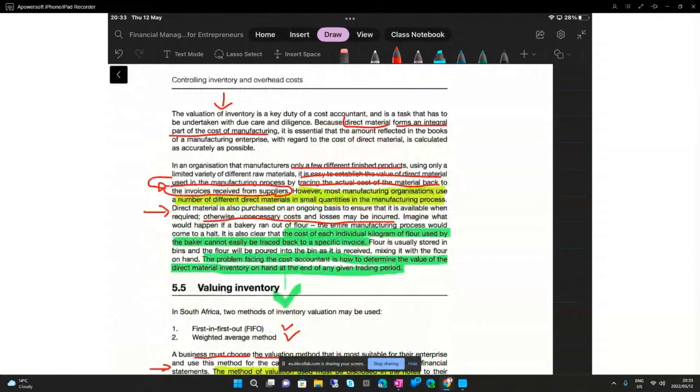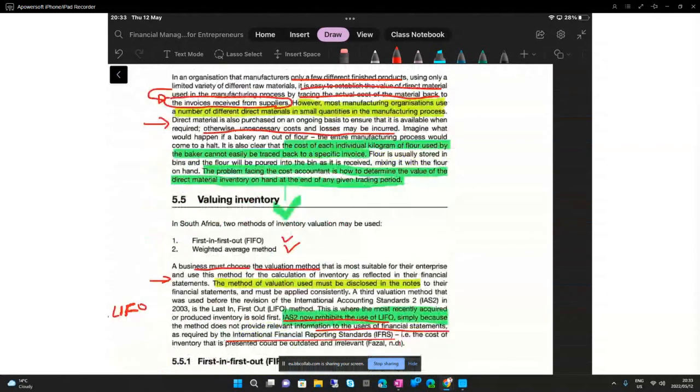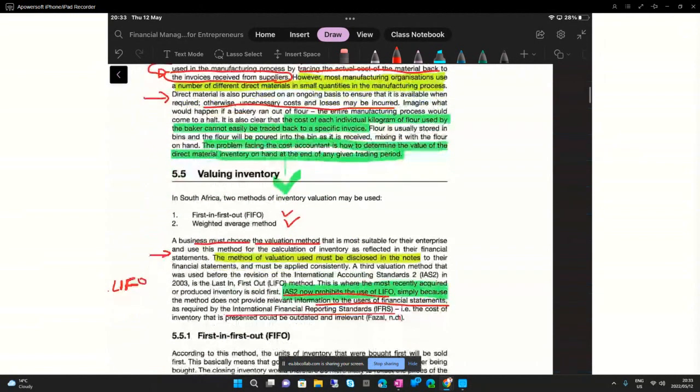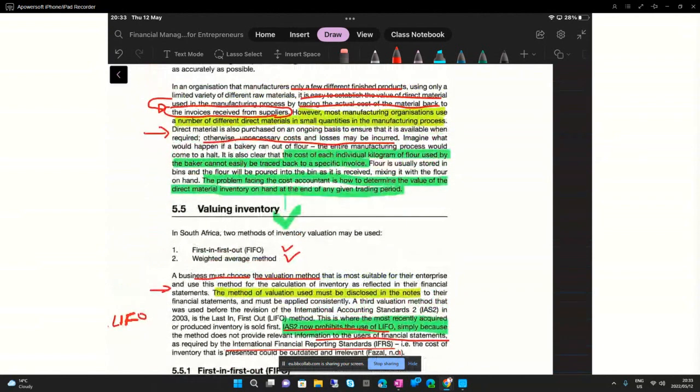All this is important. Please have a read and make sure that you understand this. Should you have any issues understanding particular terms, you are more than welcome to have a conversation with me. And this is quite important, especially that last sentence I'm calling your attention to: the problem facing the cost accountant is how to determine the value of the direct material inventory on hand at the end of any given trading period.